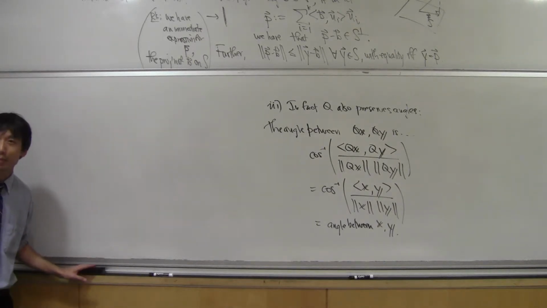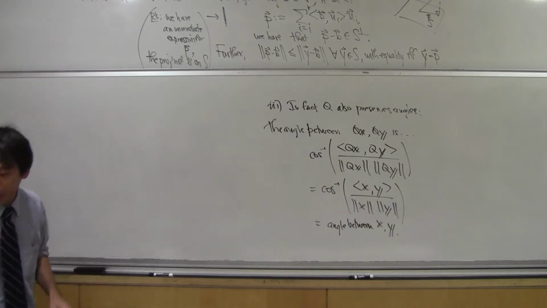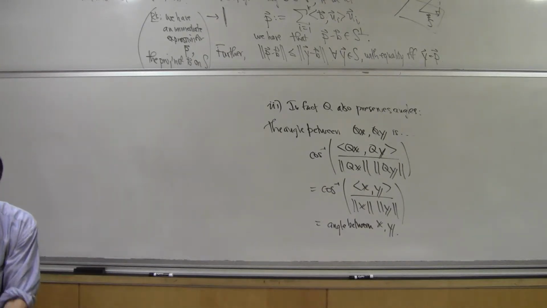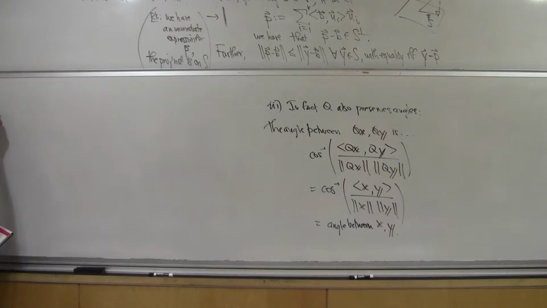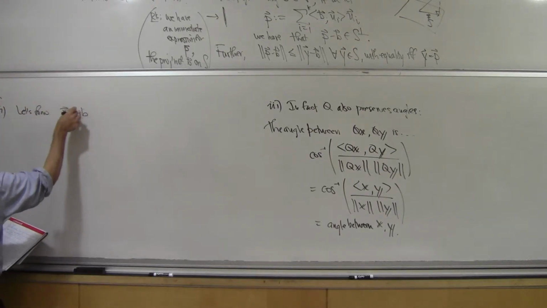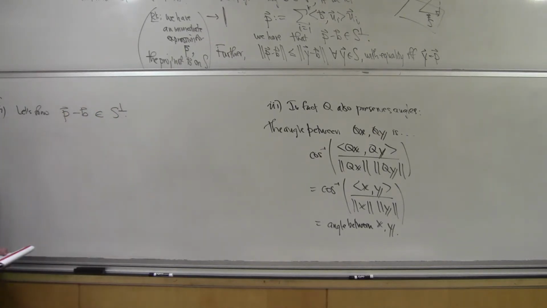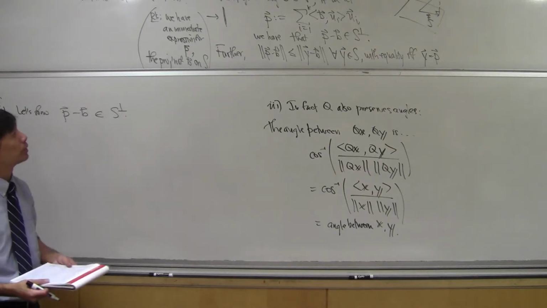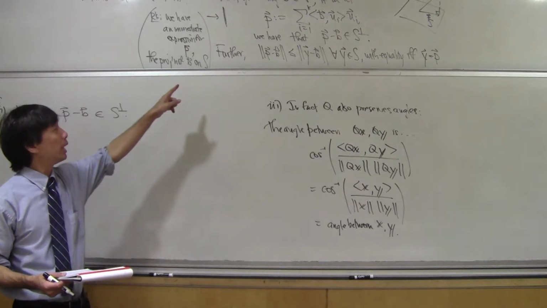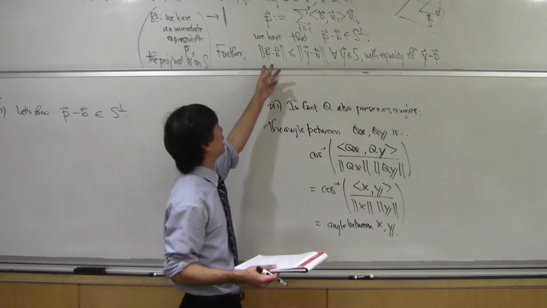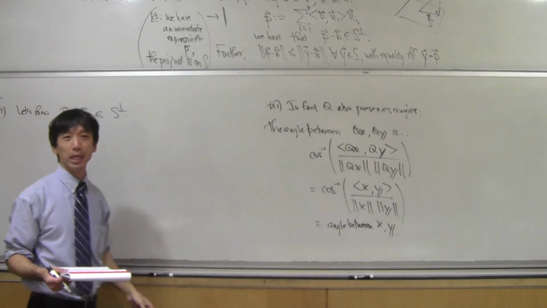Is everybody okay? Okay, so let's show that this P minus B is actually in S perp. There were two parts: that P minus B is in S perp, and that P is the closest guy to B in S.